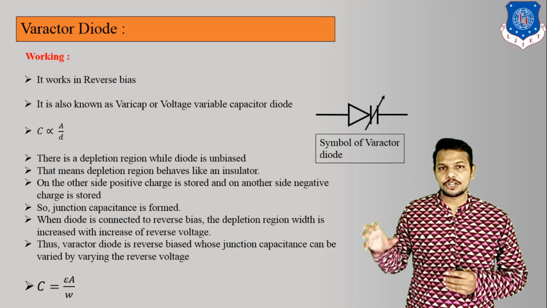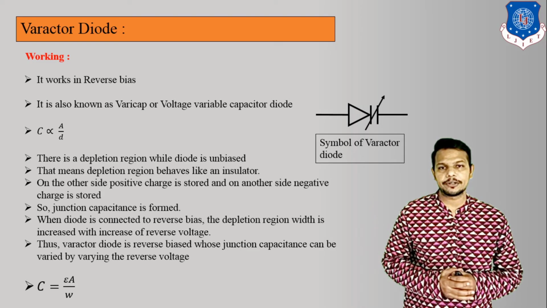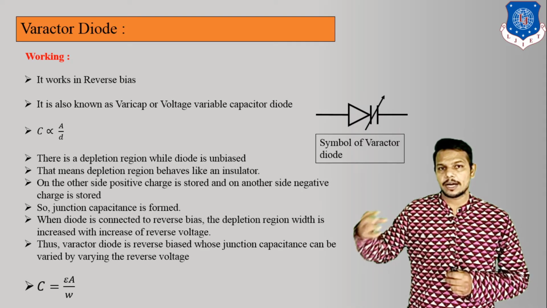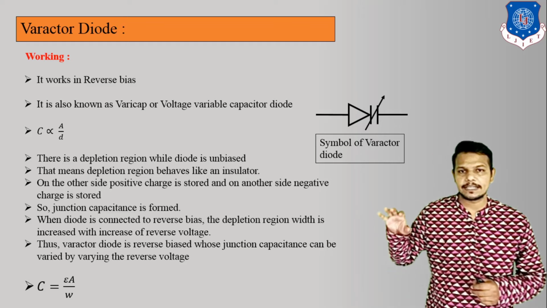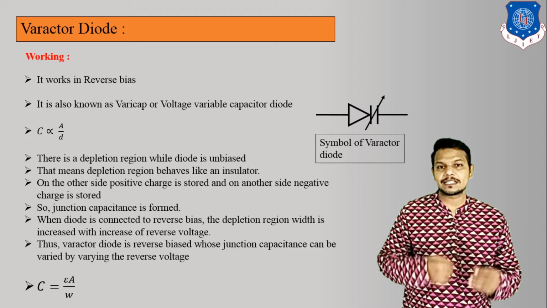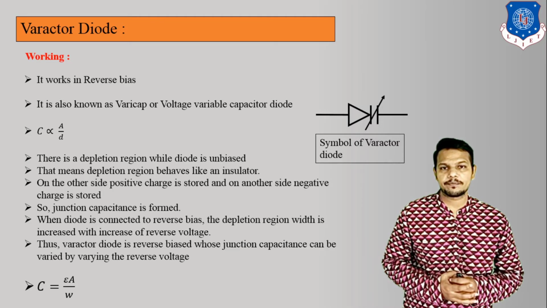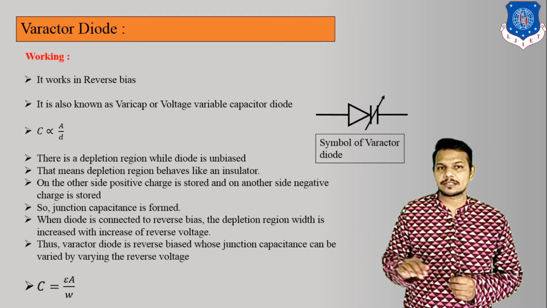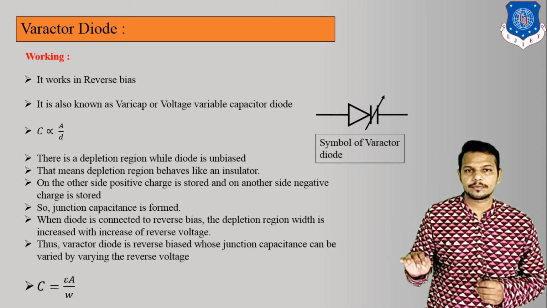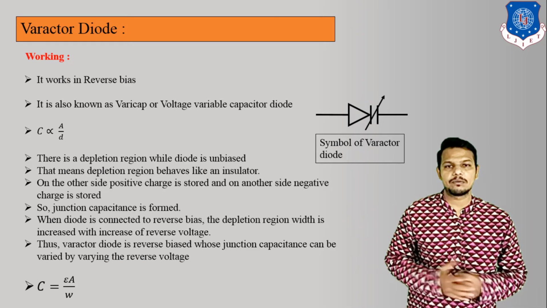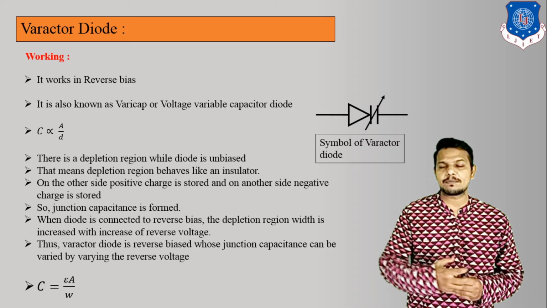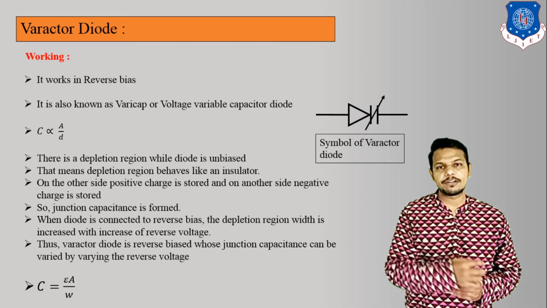Its depletion region behaves like an insulator. Both sides are known as positive charge and negative charge. Here we can see a junction capacitor is formed. So the depletion region is equivalent to the junction capacitance. The diode is connected in reverse bias. The depletion region width increases with an increase in reverse voltage. Thus a Varactor diode is a reverse biased diode whose junction capacitance can be varied by varying the reverse voltage.